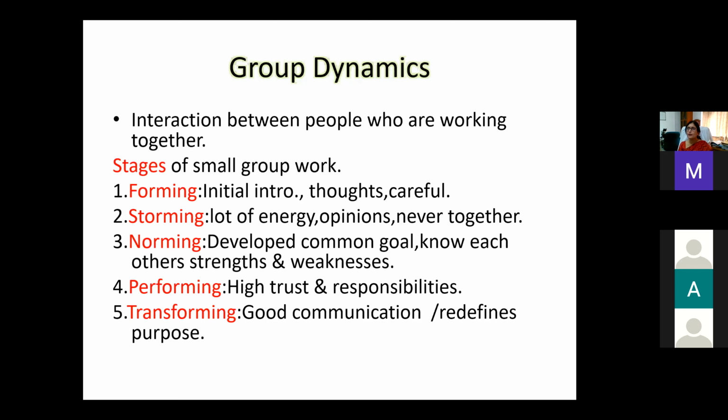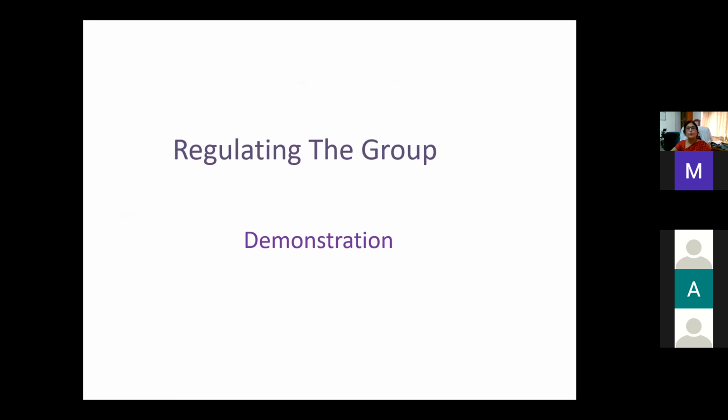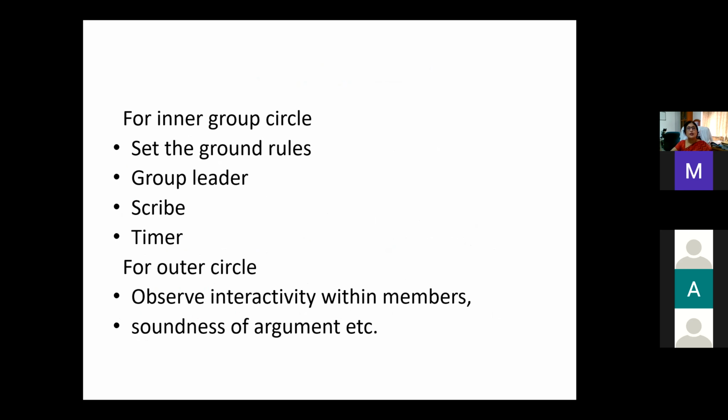They are not bothered about the time. So for a proper group discussion, the inner circle should initially set some ground rules. For example, suppose there is a 1 hour class for a small group discussion. There should be some ground rules set by that group, for example, that no one will use mobiles. So they should set some ground rules.